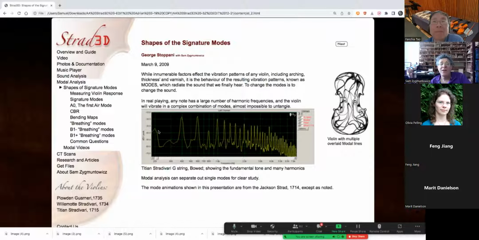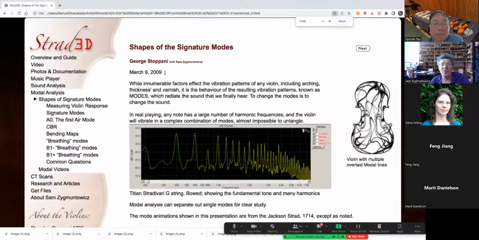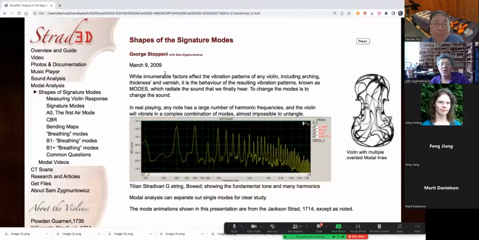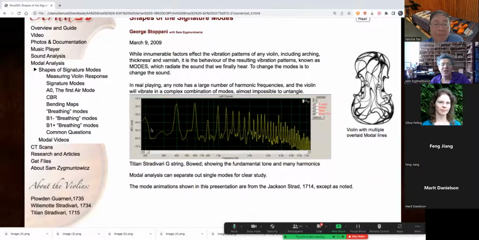What we have here is shapes of the signature modes. What we see here is the Titian Strad in a spectra. I think you all know about spectra. The up and down is amplitude. From left to right is frequency. So this is a spectra of the G note being played with a bow on the Titian, and it has the fundamental and all the harmonics in order. There's many interesting things about it, including that the fundamental is one of the lowest frequencies.